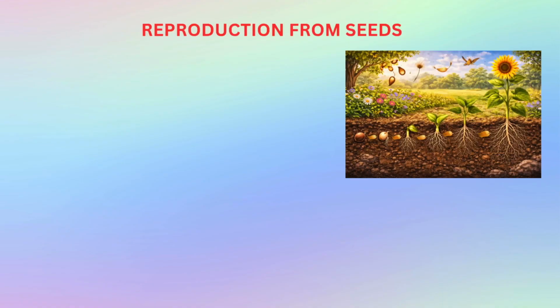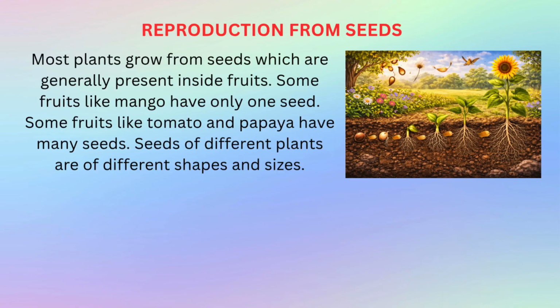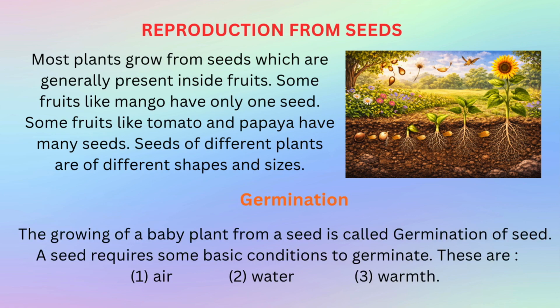Reproduction from seeds. Most plants grow from seeds which are generally present inside fruits. Some fruits like mango have only 1 seed. Some fruits like tomato and papaya have many seeds. Seeds of different plants are of different shapes and sizes. Germination. The growing of a baby plant from a seed is called germination of seed.